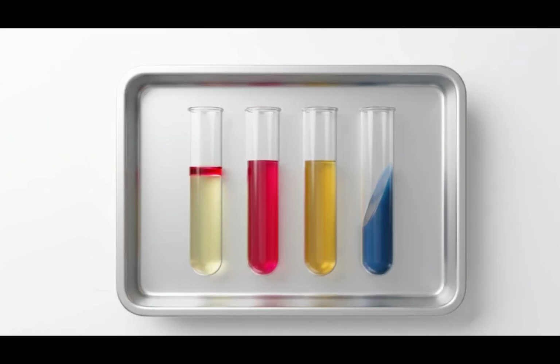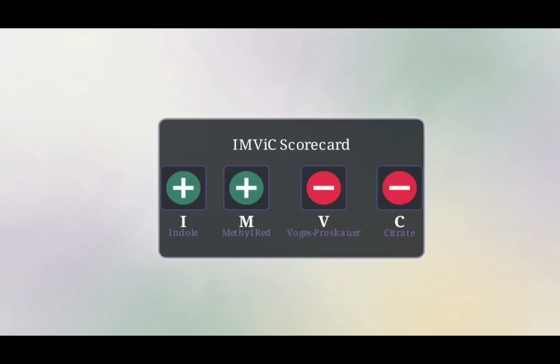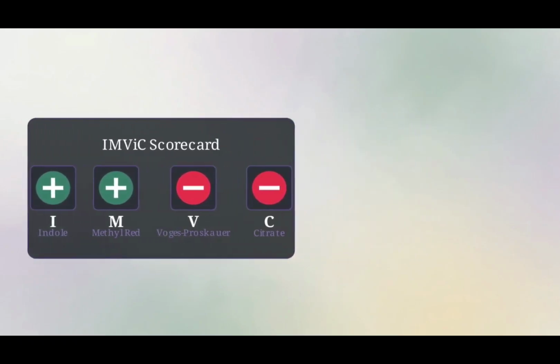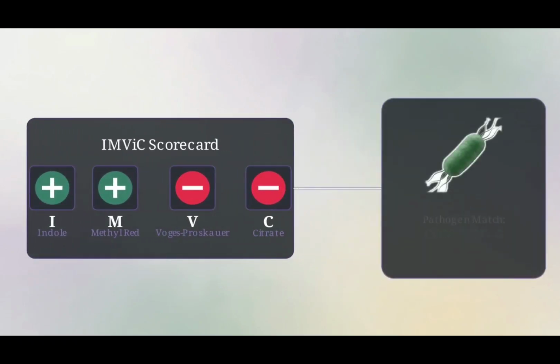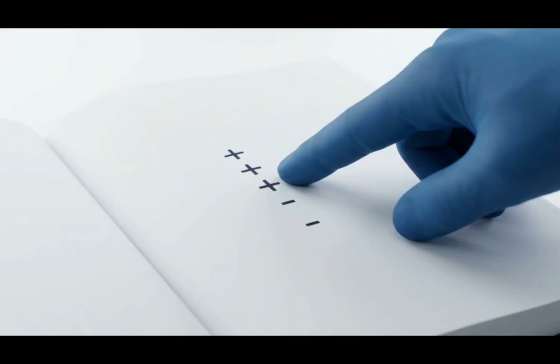Now it is time to aggregate your individual test observations into a single 4-part IMViC profile sequence. Let's look at a classic example on this scorecard. Say your results are indole positive, MR positive, VP negative, and citrate negative. This exact string of metabolic data points, plus, plus, minus, minus, perfectly matches the biological signature of E. coli. Take your unique scorecard and consult a standard diagnostic index, like Bergey's manual. Track your specific sequence of pluses and minuses until you find the corresponding pathogen.